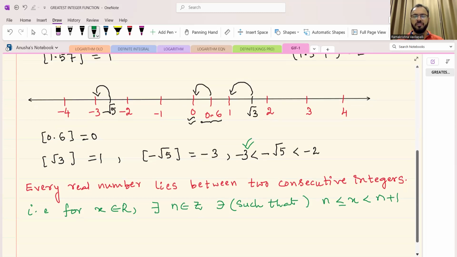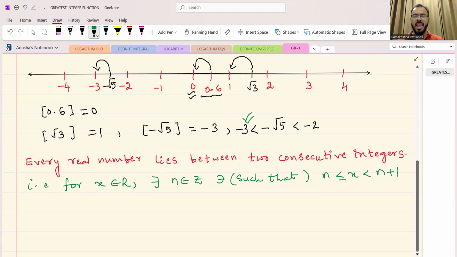Now, how do we define the integral part of x? The greatest integer, the greatest integral part of x.